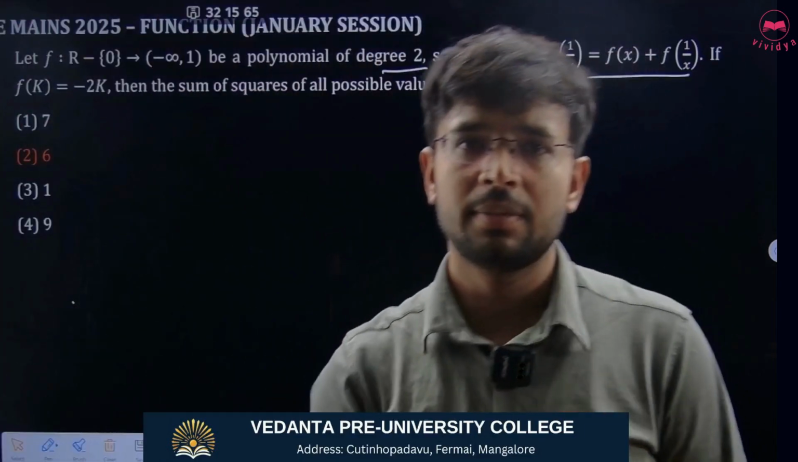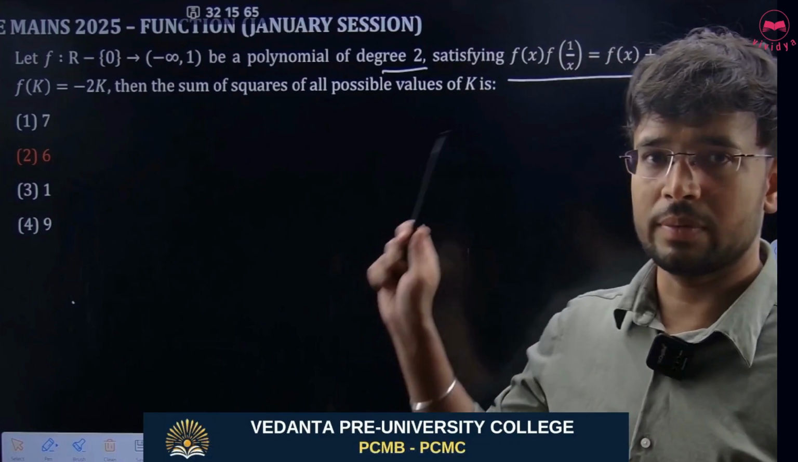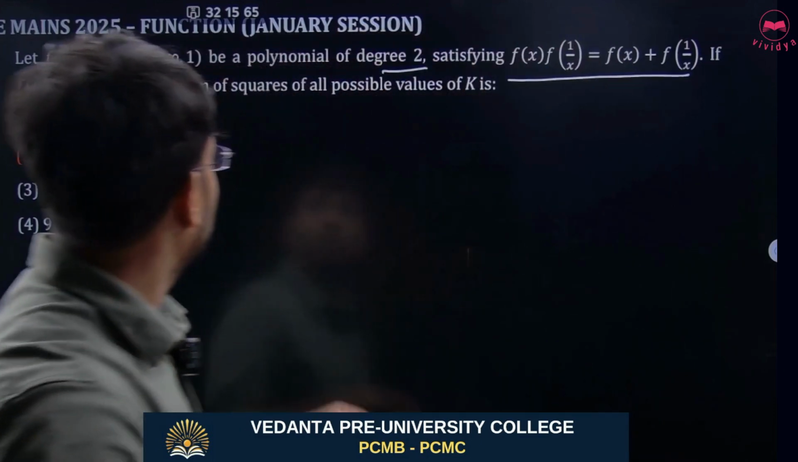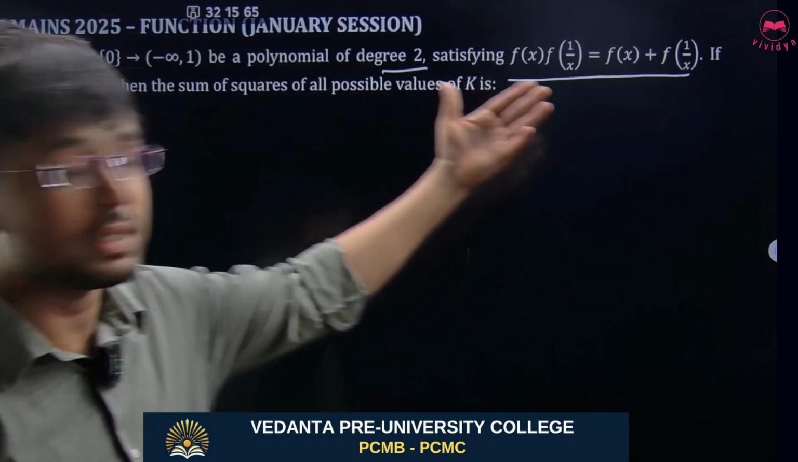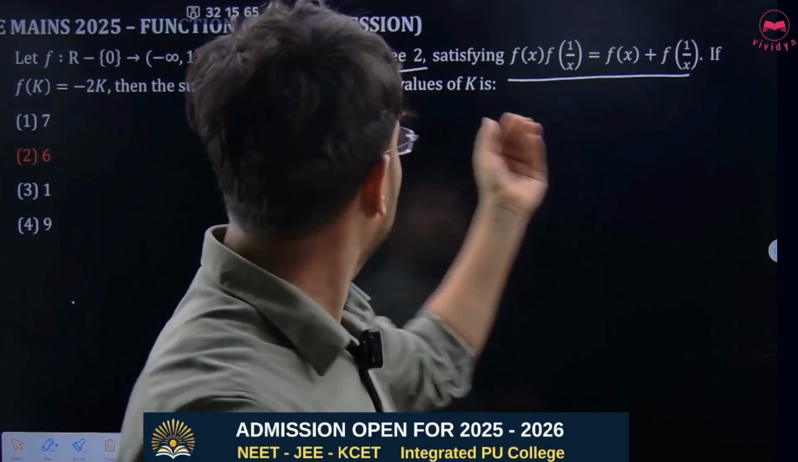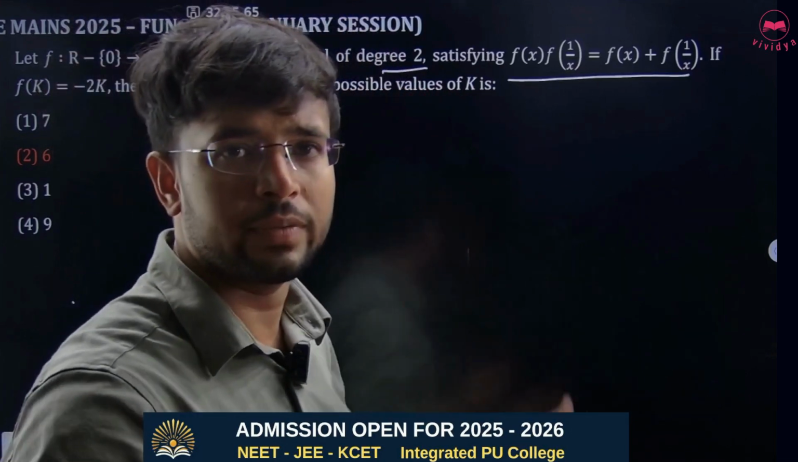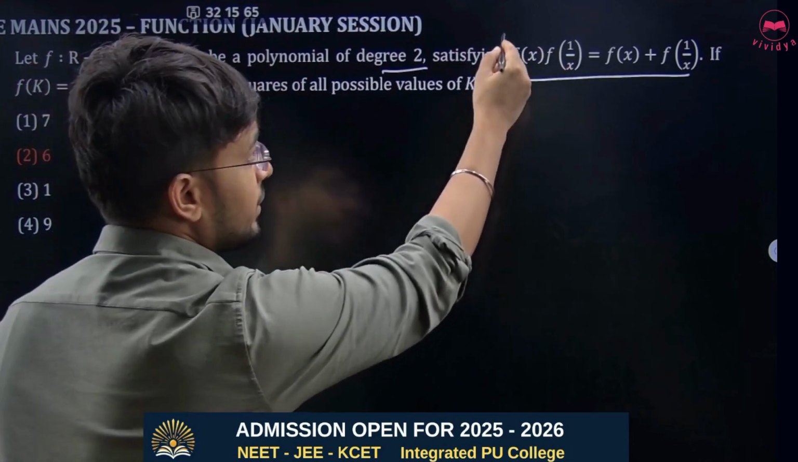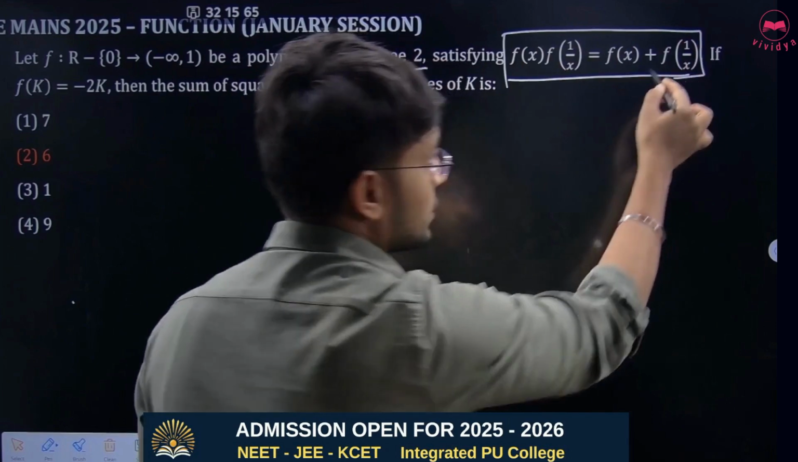Okay, let's see this previous year's question of JEE Mains 2025 January session. A function is given which satisfies this functional equation, and we have to find the sum of squares of all possible values of k. This functional equation is very common and very important.